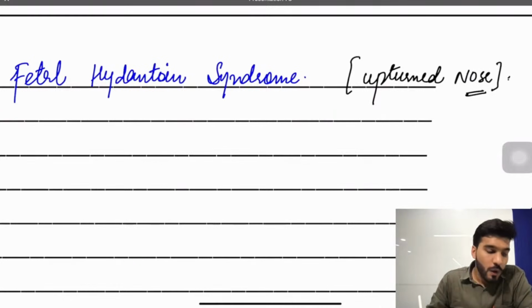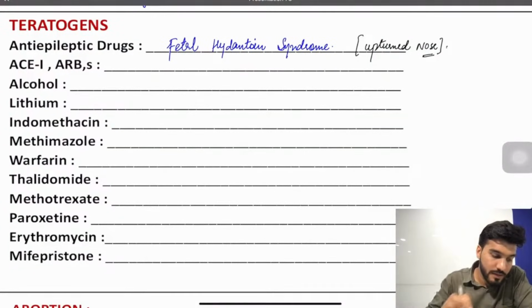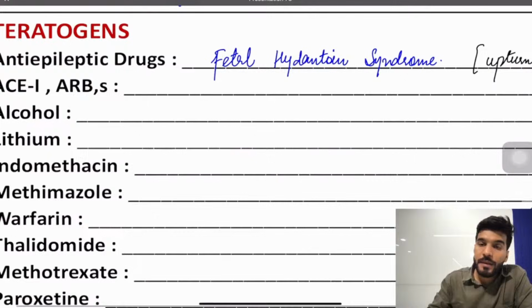Number second thing is, sir, safe anti-epileptic drug in pregnancy. What will be your answer? Safe anti-epileptic drug in pregnancy. Your answer is going to be levetiracetam or lamotrigine. Remember these two drugs, lamotrigine and levetiracetam. Okay, safe. Second is going to be ACE inhibitors or angiotensin receptor blockers.